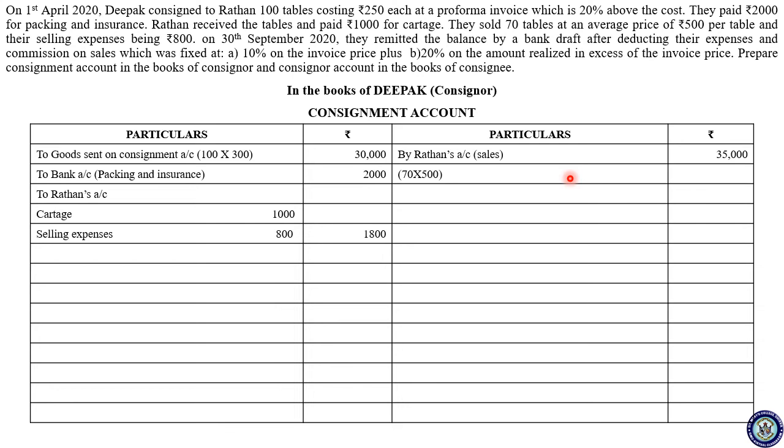Okay, next, that is commission. The last one, that is commission. We already calculated the commission, so to Ratan's account, commission, working note number 1. We already calculated it, so directly write the figure 4,900.